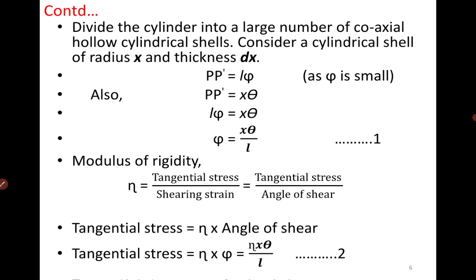Then the modulus of rigidity is defined as the ratio of tangential stress to shearing strain, that is, tangential stress divided by angle of shear. So the tangential stress is equal to the rigidity modulus n into the angle of shear phi, and phi is x theta by L. Therefore, tangential stress is equal to n x theta by L.